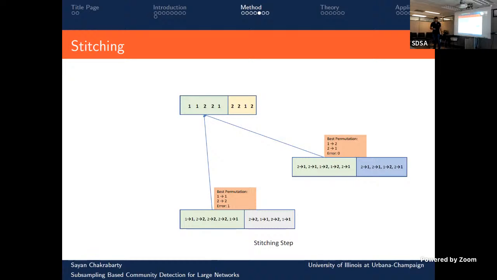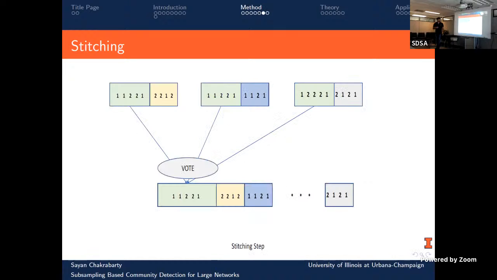Now, for large k, we have to scan over k factorial permutations, which makes it very slow. In those cases, there are some greedy algorithms that work well, and that reduces the computation time from k factorial to k square. Now, after the stitching step, the yellow part and the blue part, the non-overlapping parts, are on par with each other because we matched those using the overlapping part. But for the overlapping part, we have s different sets of levels. Here it's 3. So we take a vote over all those nodes. For example, for the first node, we have 1, 1, 1, 2. So the vote will be 1. And we attach the output from the non-overlapping part as well.